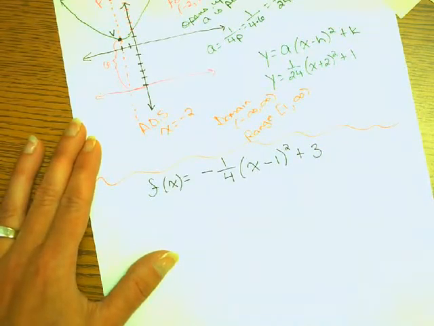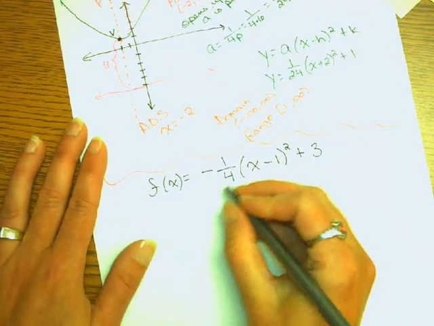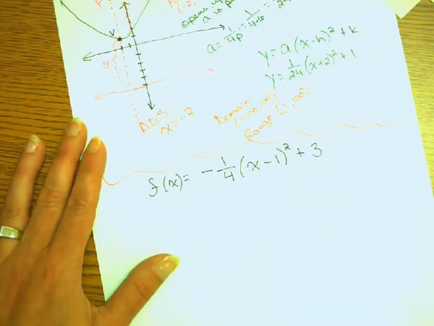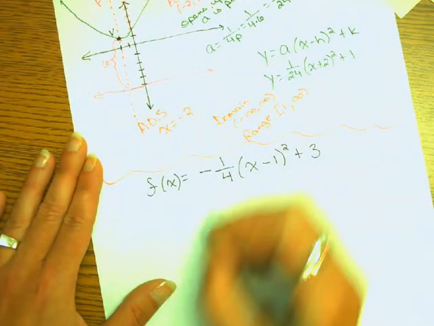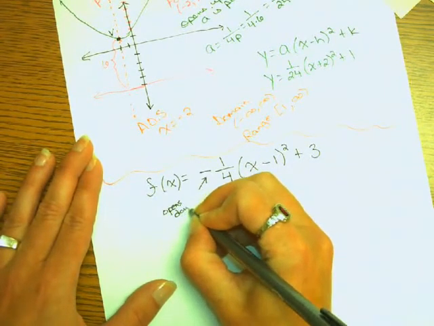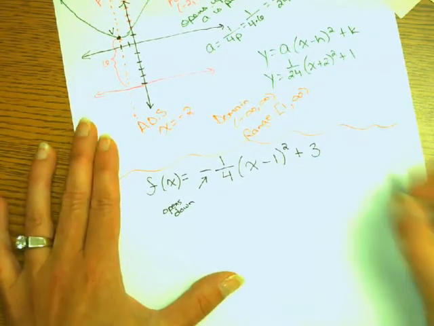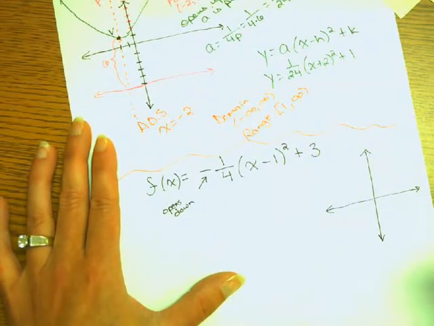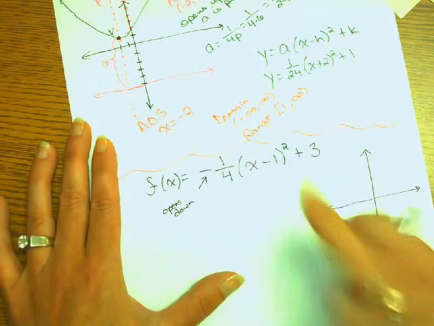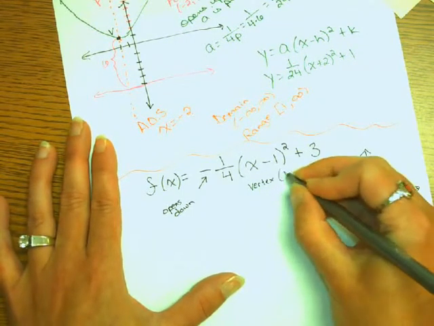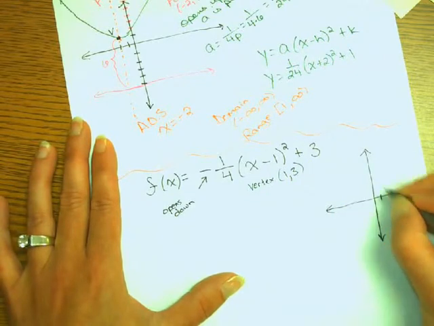So let's think. Okay. So A is 1/4, but it's opening down, so we need to remember that. Opens down because of that negative. We need to find our vertex. Well, that's easy. This is in vertex form. Vertex form tells me how my graph translated. It goes right 1, up 3. My vertex is at (h, k), which would be (1, 3). So over 1, up 1, 2, 3. There's my vertex.